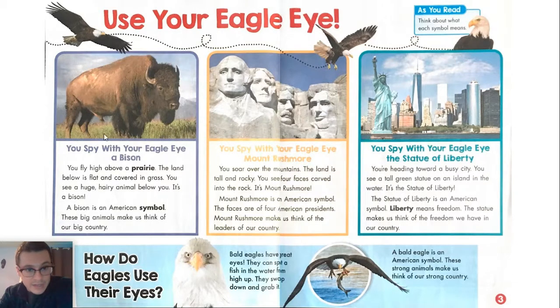And we can see that in the photograph because the bison is standing on flat land that is covered in grass. So you are writing down, or have already written down, a prairie is flat land covered in grass.